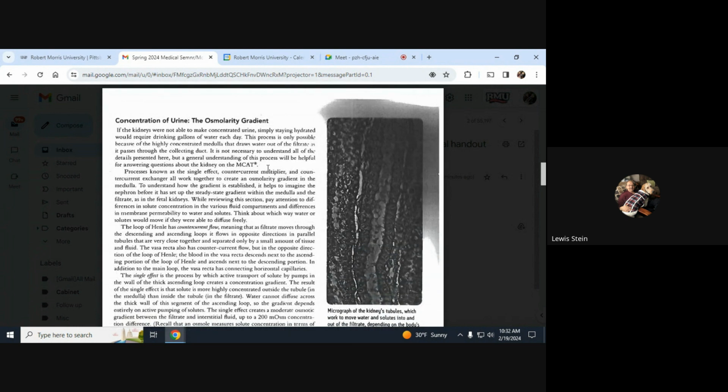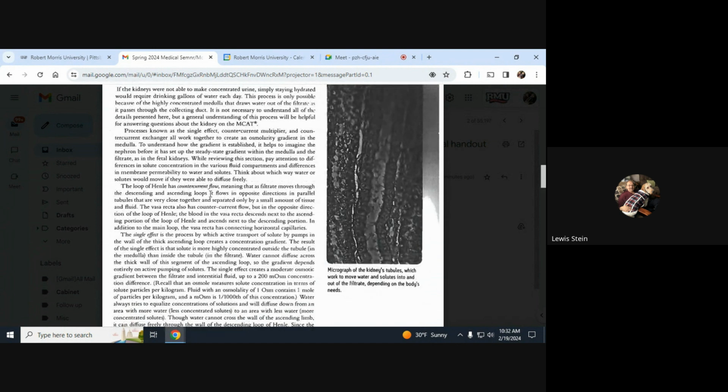General understanding: the single effect, countercurrent multiplier and exchanger work together to maintain the gradient. It's a poor illustration when I do it this way. To understand how the gradient works, it helps to imagine the nephron before it has a steady state gradient. While reviewing this section, pay attention to differences in various compartments and think about which way water or solids would move if they were to diffuse freely. That's that thick and thin segment.